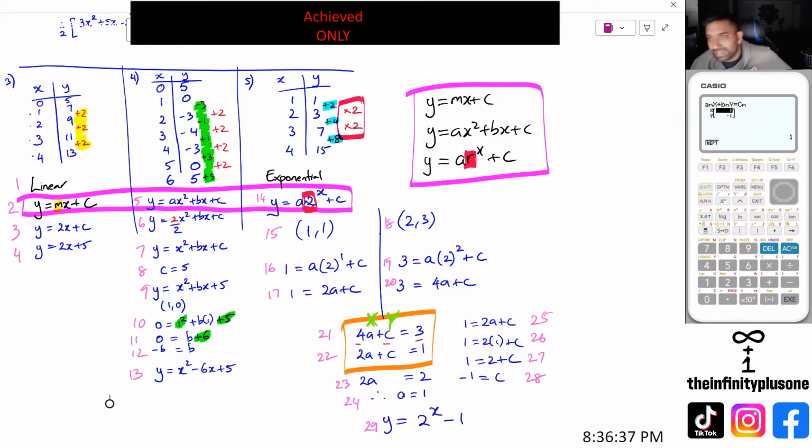Well, Olivia, it's just another way of writing it. You could do ab to the power of x as well. That also works, because all you're saying is y is equal to a times b to the power of x. The only reason I use the r is because it's the ratio in which those numbers are increasing.